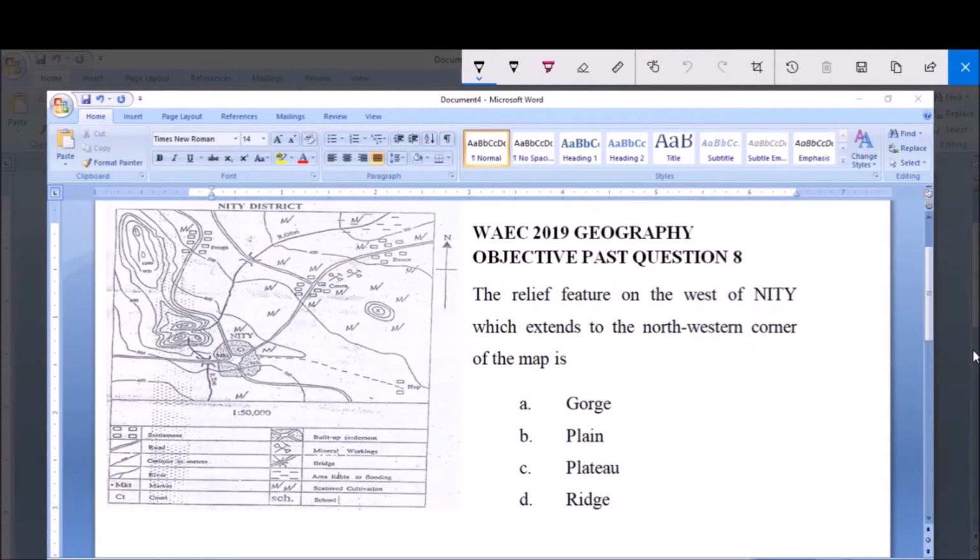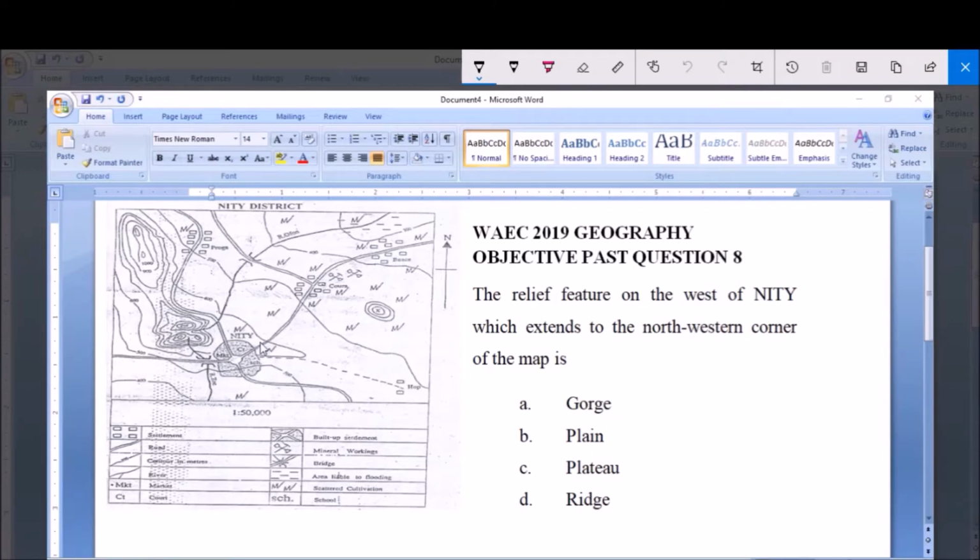Answering WAEC 2019 Geography Objective Past Question 8. The relief feature on the west of Niti, which extends to the northwestern corner of the map, is A, gorge, B, plain, C, plateau, D, ridge.